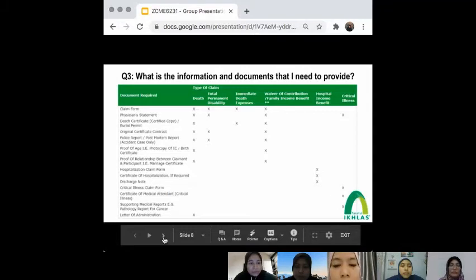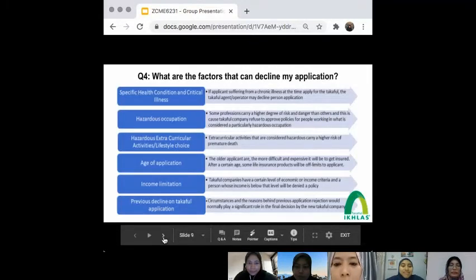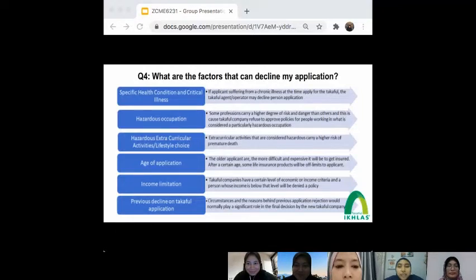I will pass to Azza Azira. Assalamualaikum warahmatullahi wabarakatuh. So I am Azazira binti Amran. Today I'm going to present about what factors decline a person's Takaful application.